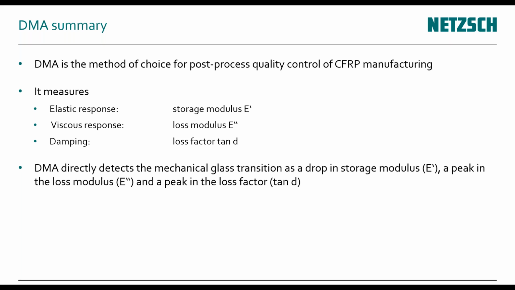If we want to look at the curing state, the DMA directly detects the mechanical glass transition as a drop in storage modulus, a peak in the loss modulus, and a peak in the loss factor. And the DMA is the most sensitive technique to detect the glass transition temperature. And I showed you, if we know the glass transition temperature, we can deduce the residual cure. So the DMA is the method of choice to verify composite manufacturing processes.